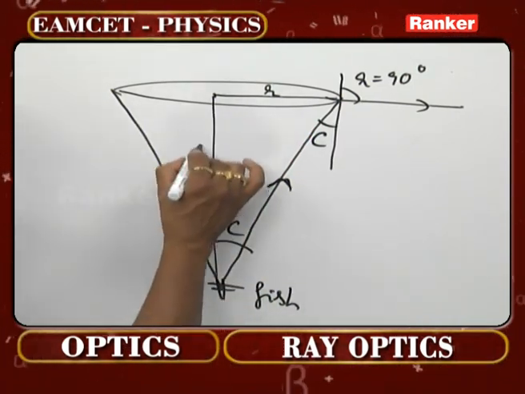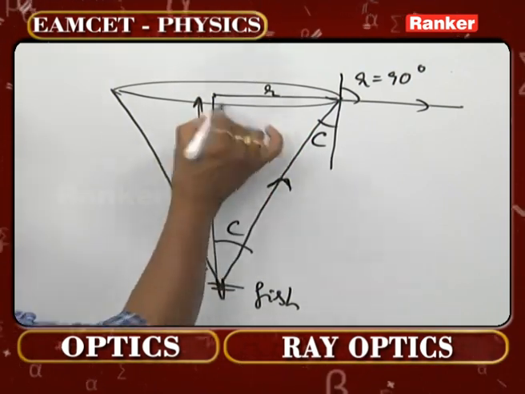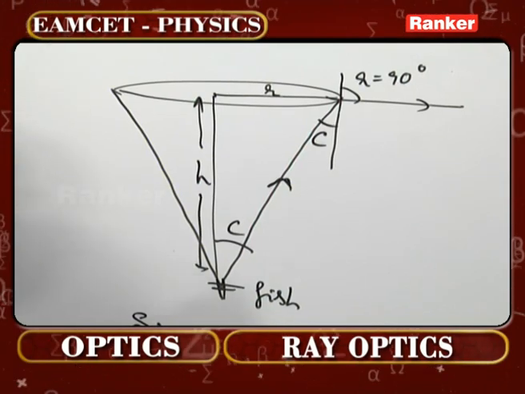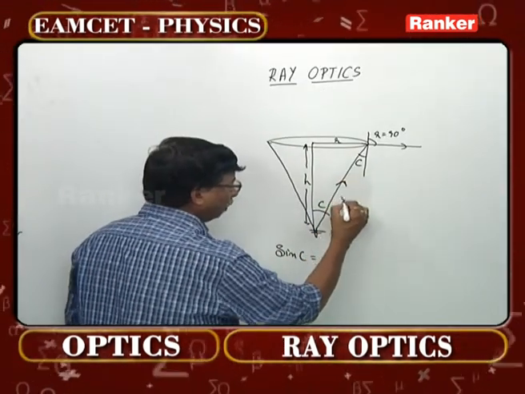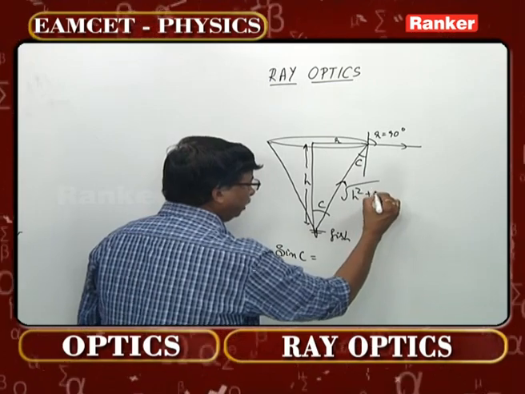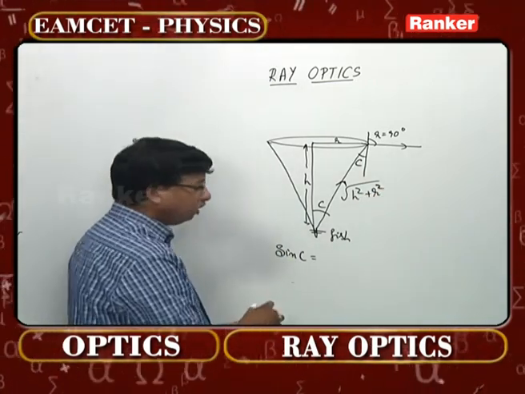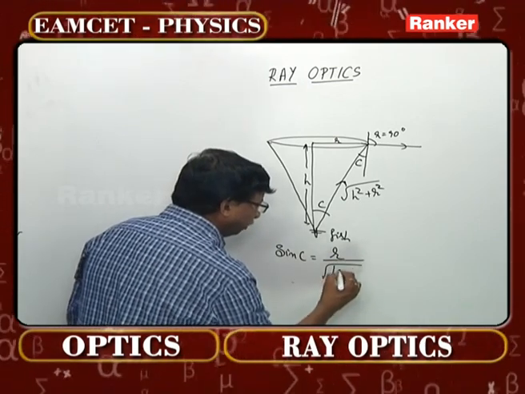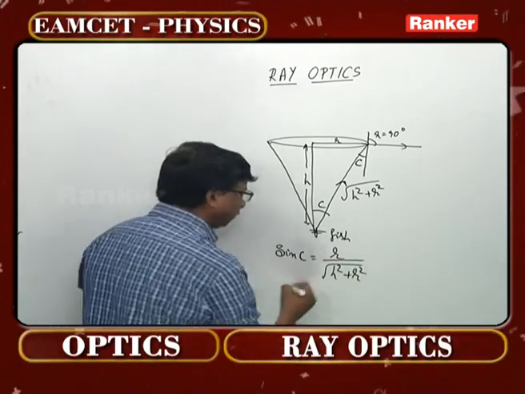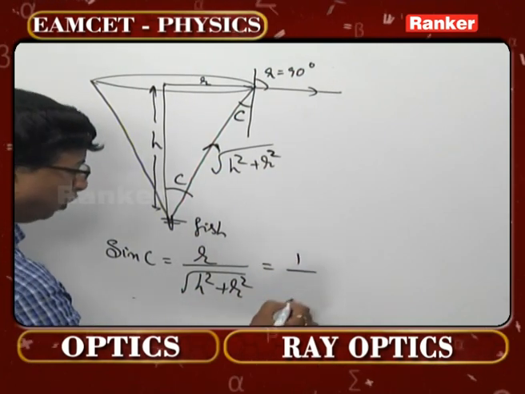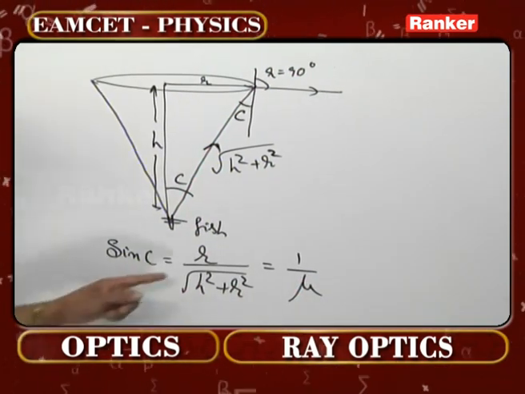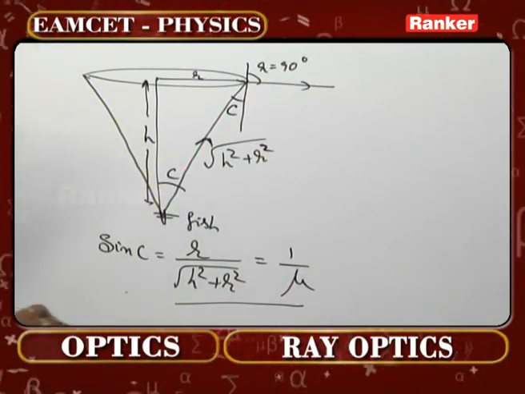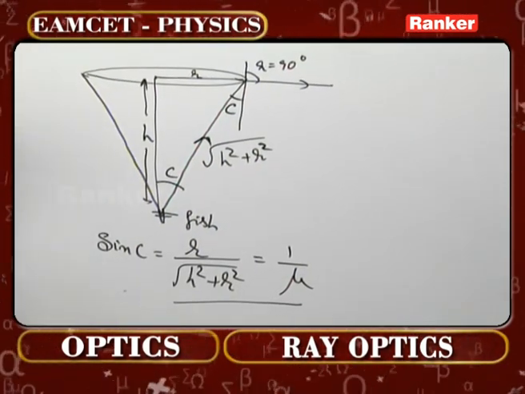So if I take this one as the depth h and this one as the radius r, then what will be sin C here? Opposite by hypotenuse. What will be the hypotenuse value here? Under root of h square plus r square. I now can write r by root of h square plus r square. This must be equal to what? 1 by mu, because sin C is equal to 1 by mu. Come on, equate these two values and finalize the result.